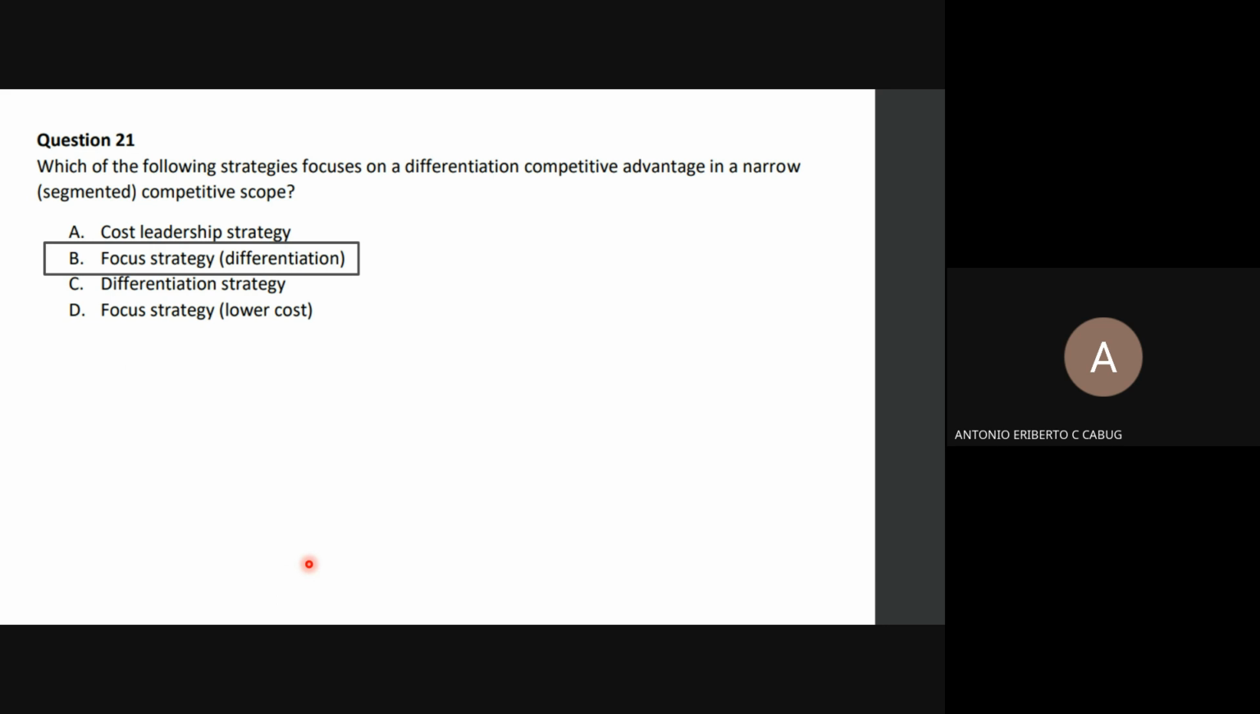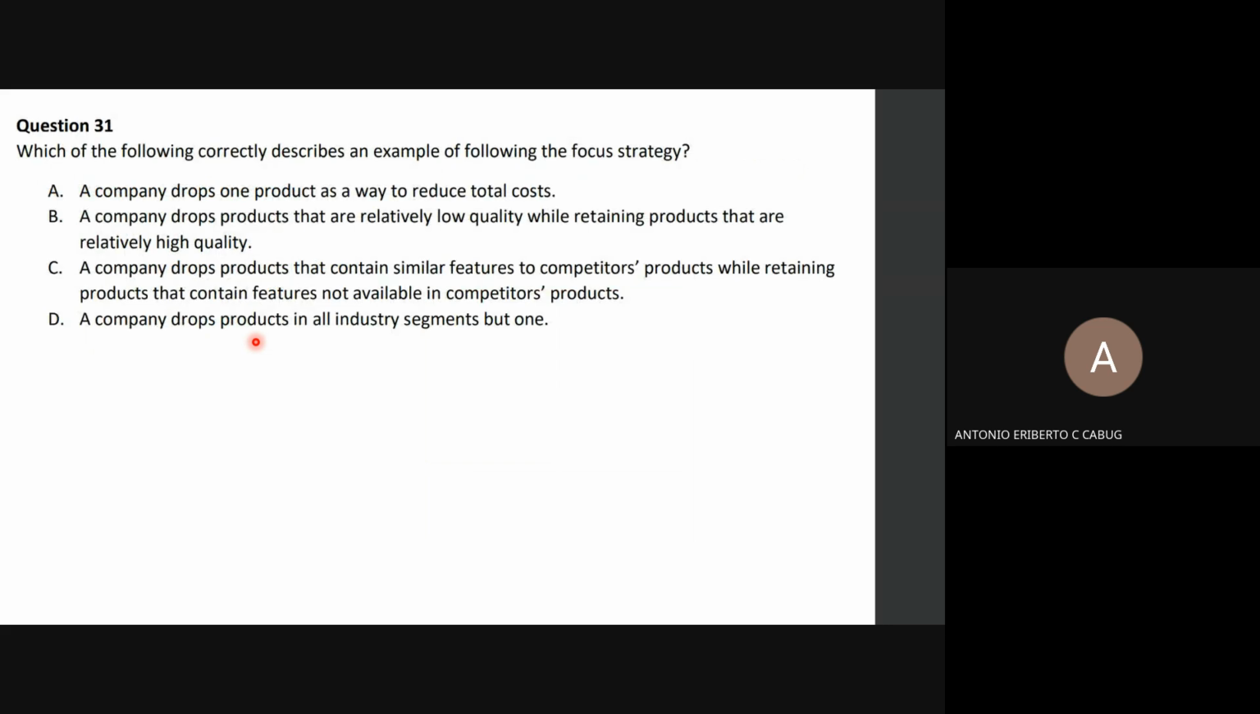Okay, the correct answer is B. This is focus at the same time a differentiation strategy. Which of the following strategies focuses on differentiation competitive advantage in a narrow or segmented competitive scope? You are a differentiator, but you cater only to a particular segment of customers in the market. We call it focus differentiation. We can mix up focus with differentiation. We can also mix up focus with low cost, but never low cost with differentiation. Okay, what about this one?